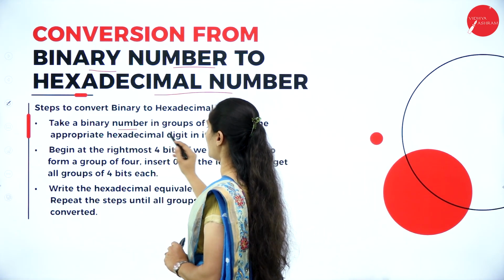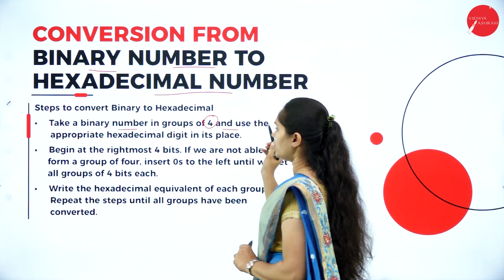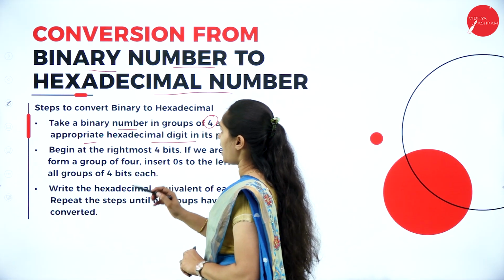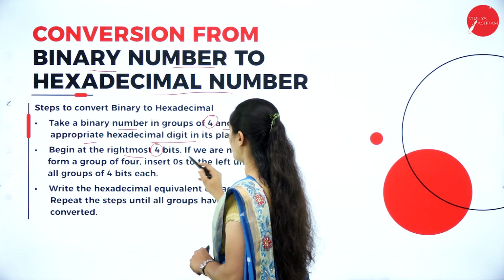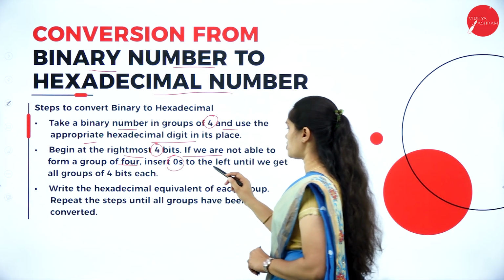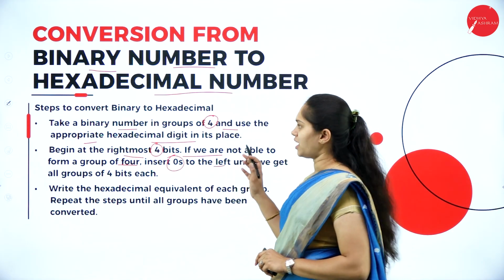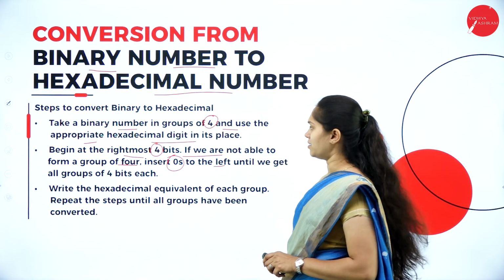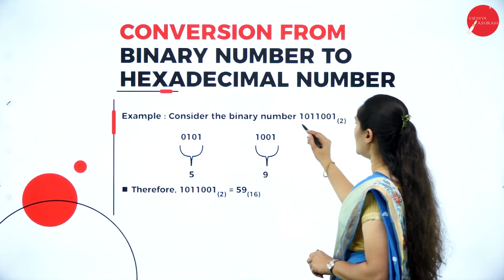So take a binary number in a group of 4 and use the appropriate hexadecimal digits in its place, beginning at the rightmost 4 bits. If you are not able to make a group of 4, then we have to insert zeros to the left. Whatever we have done for binary to octal, the same thing we have to do here. We'll see the first question here.